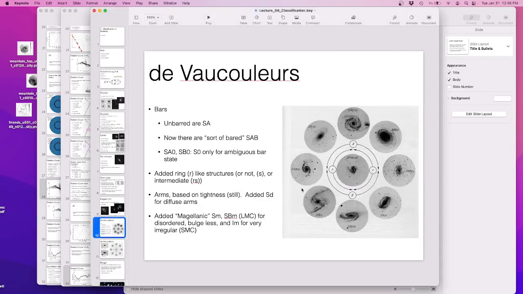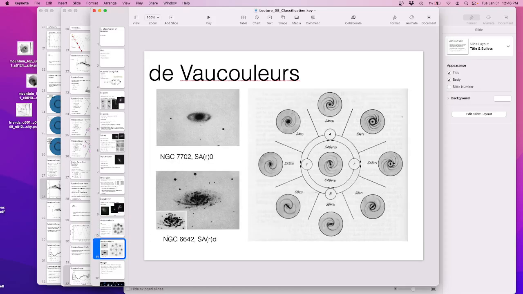Here's the de Vaucouleurs. Here's some with rings. So not all the rings are quite as pronounced as Sombrero. Sombrero has a ring that's like most of the galaxy, whereas a lot of these things have rings that are kind of little, and it's just kind of near the bar. So these rings are small.